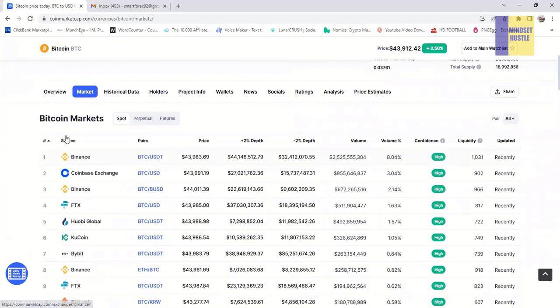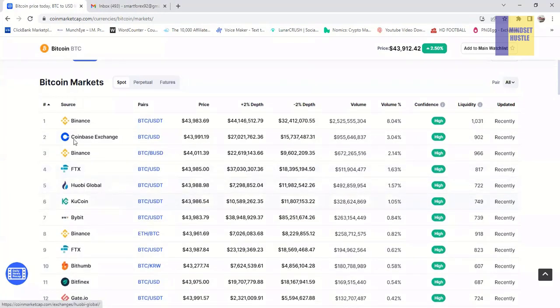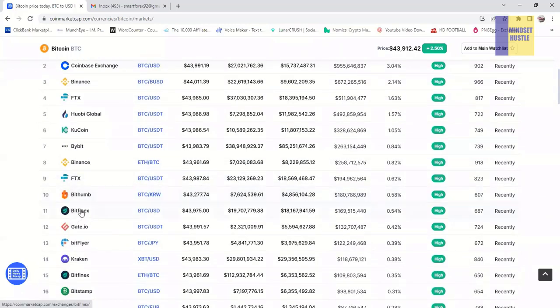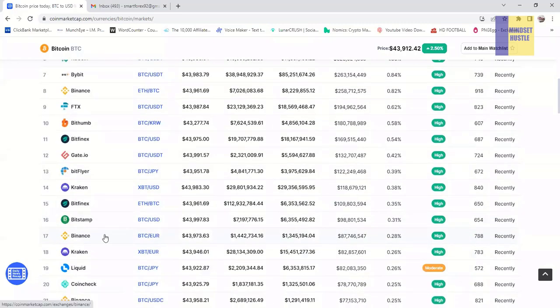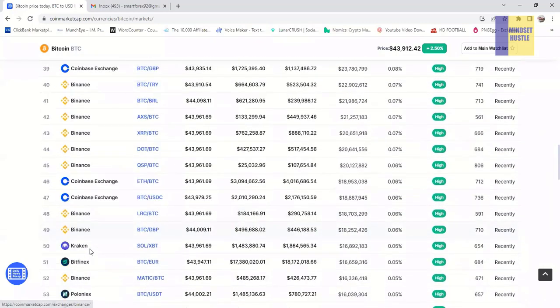So here you can see Bitcoin, you can buy it on Binance, Coinbase, FTX, Huobi Global, KuCoin, Bybit, Bitstamp, Bitfinex, Gate.io, Kraken, bitFlyer, a lot of them. Bitcoin is traded on all exchanges. That's one thing you have to know. That is in terms of Bitcoin.